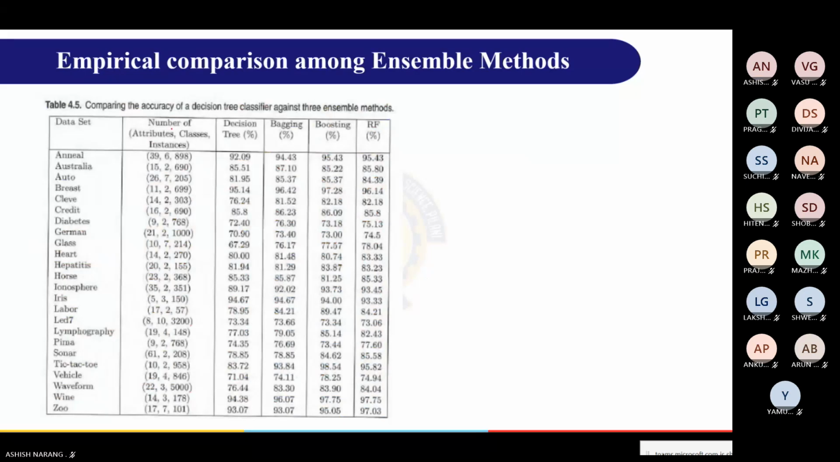Look at this. Comparing the accuracy of the decision tree classifier against three ensemble methods: bagging, boosting, and random forest, right? This is the decision tree. This is the output of bagging, better; boosting, even better; random forest, as good as boosting. So you look at this, right? These methods consistently gave you better performance than the decision trees.